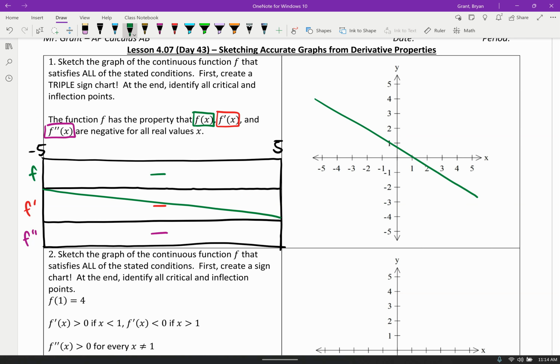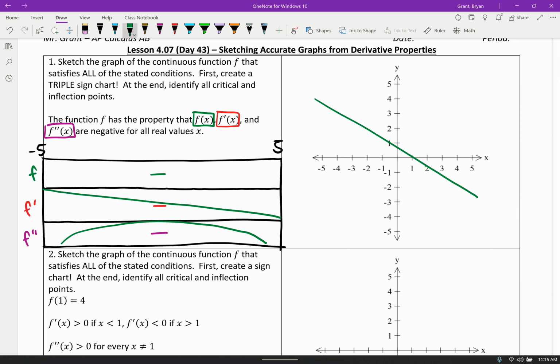However, we need to give this graph some curviness, some flexiness, or some concavity, if you will. And since f double prime is negative, that tells us that f is also concave down. And notice that I'm trying to use green all the way through here to show you that these are telling you properties about our green function.